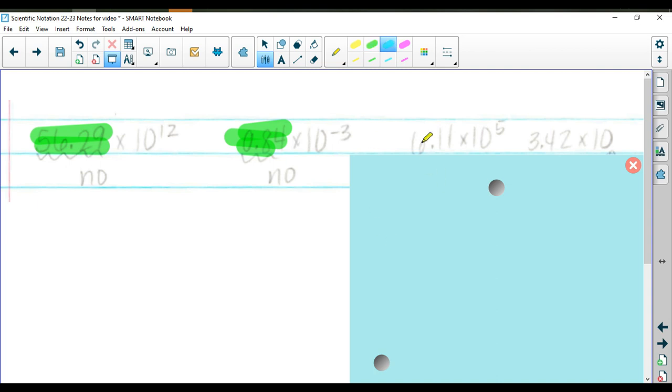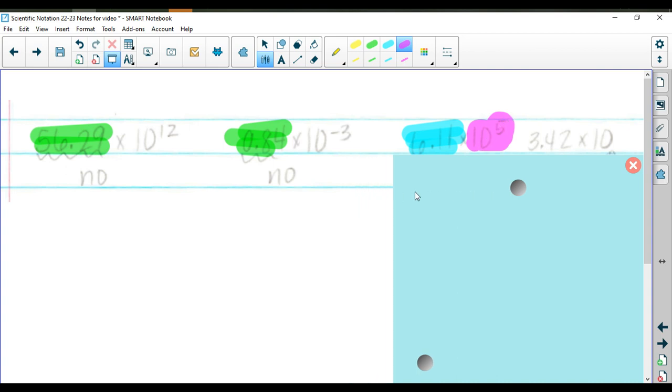Your next example is 6.11 times 10 to the 5th power. Two things to check: is your first number somewhere in between 1 and 10? And 6.11 definitely is. The second thing to check is your exponent, is your second part a power of 10 to a power? And it actually is. So this one is, yes, written in scientific notation.